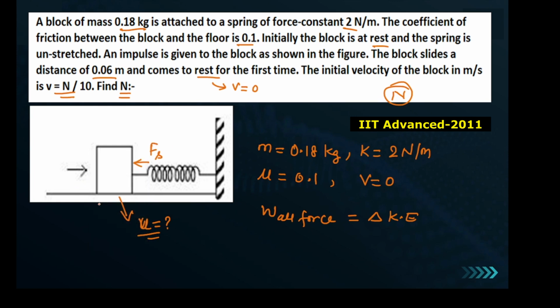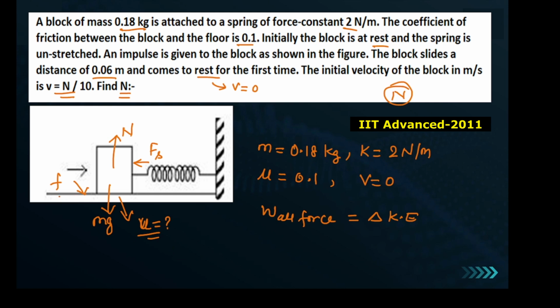The second force that will act on this block is friction, because this surface has friction. Third is the force mg, and the direction is vertically downward. And fourth is the normal reaction. So these four forces are acting on this block.